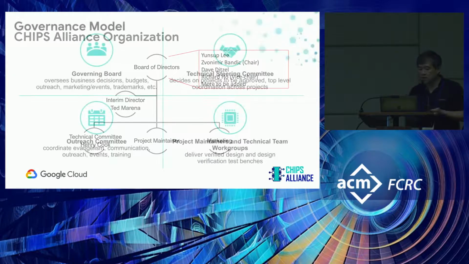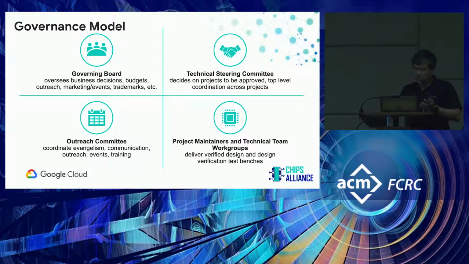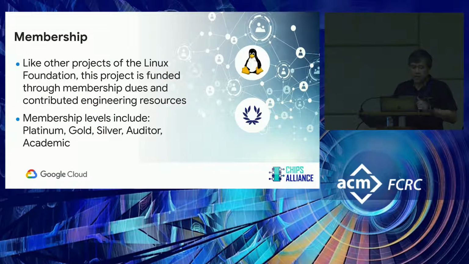Right? So the governance model, actually that's very similar to what I just said, so maybe I'll skip over that. But there's a word of governance, okay. So key, membership. So like other projects of the Linux Foundation. Oh, yeah, I forgot to mention that actually. CHIPS Alliance is actually a project within the Linux Foundation.